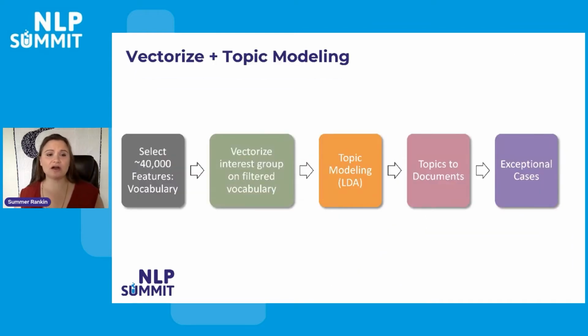Okay, so once we've got our new vocabulary that we're going to use, we then want to take that and vectorize using only the documents of the group of interest. We then perform topic modeling, convert the topic scores to documents using the maximum topic, and pull out exceptional cases. So let's go through each of these steps.